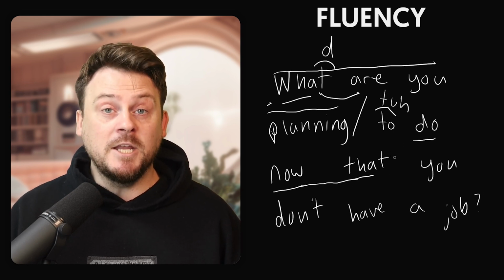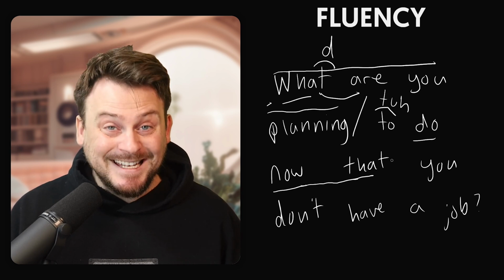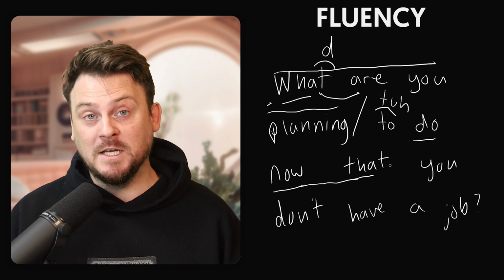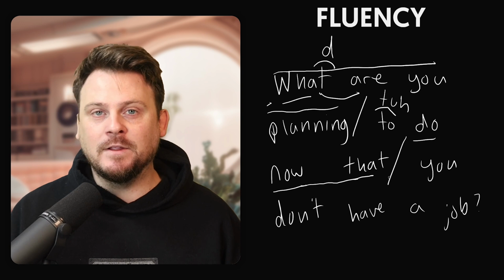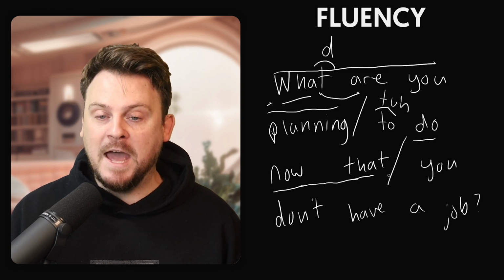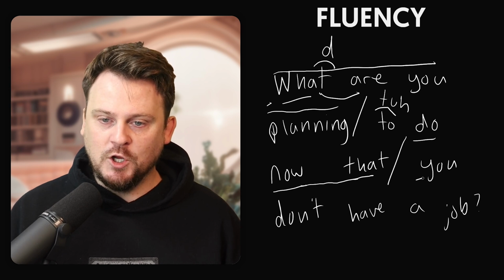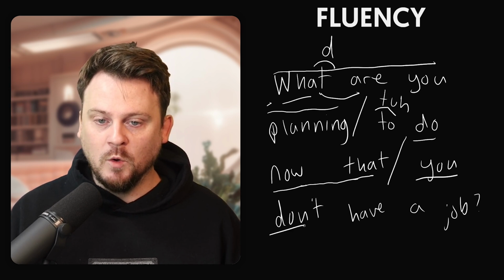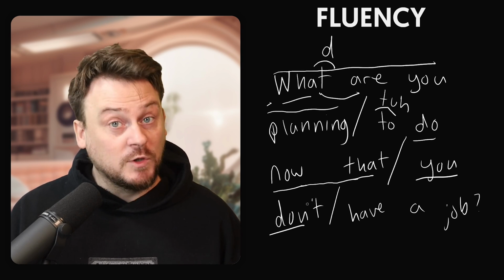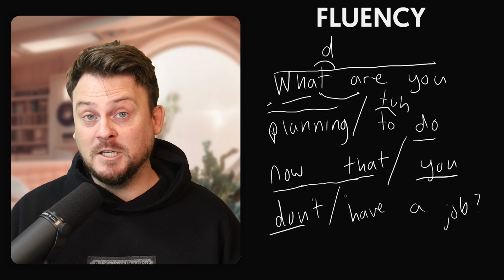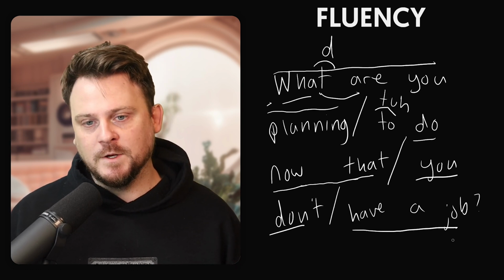But here we cannot do the D sound. Instead of saying that, we'll use what we call a stop T. So the voice will stop there, but it won't sound like that. It'll sound like this. That. So the voice will stop there, okay? And then we'll continue here. You don't. And again, stop. Now that you don't. So there'll be two stops there, right? Stop, stop. Because of the T, the voice will stop. And then have a job will continue the voice, okay?